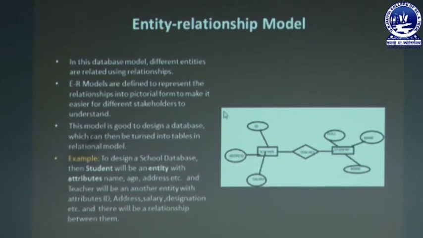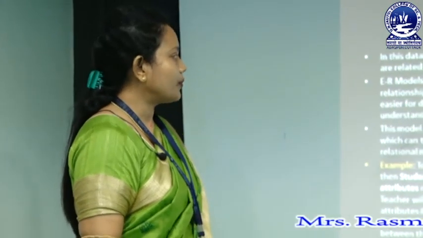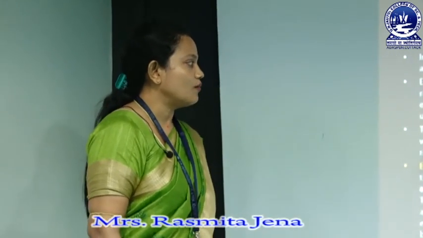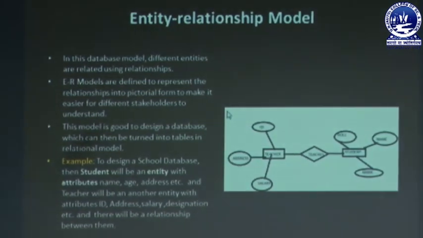Next is the entity relationship model. So, what is the entity relationship model? It contains different entities that are related using relationships. The ER model is defined to represent the relationships in pictorial form, to make it easier for different stakeholders to understand. So, here we have to know what an entity is and what a relationship is. An entity is a real-world object having some logical and physical existence, and the entity has some properties or behavior, which are called attributes.